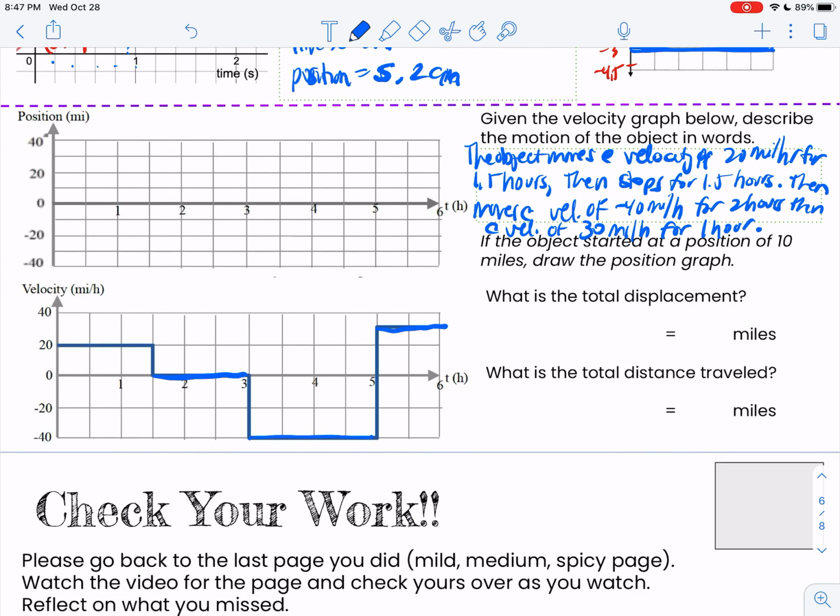All right. If the object started at a position of 10 miles, draw the position graph. I hope this one's not as much of a mess as the medium one. Fingers crossed. Okay. All right.